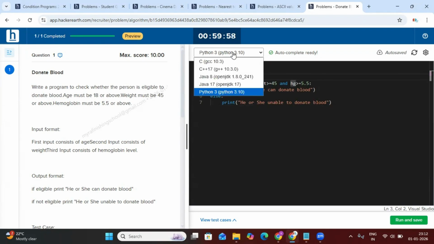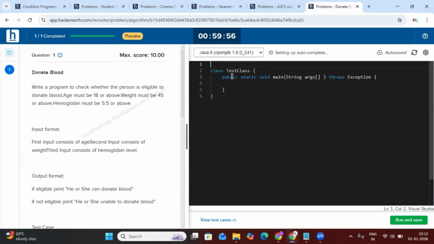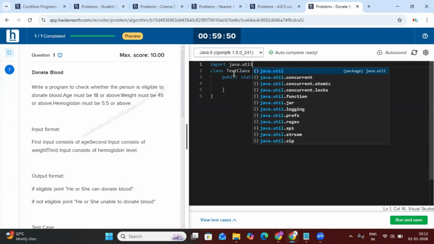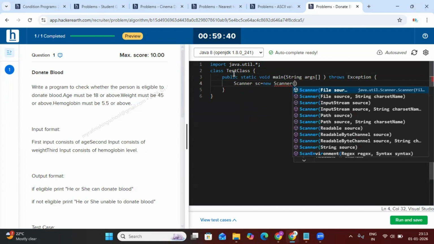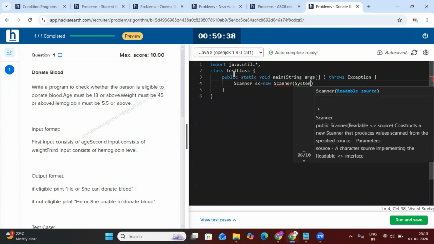I want to write the program using Java. Put java.util.Scanner, then Scanner sc equals new Scanner(System.in).